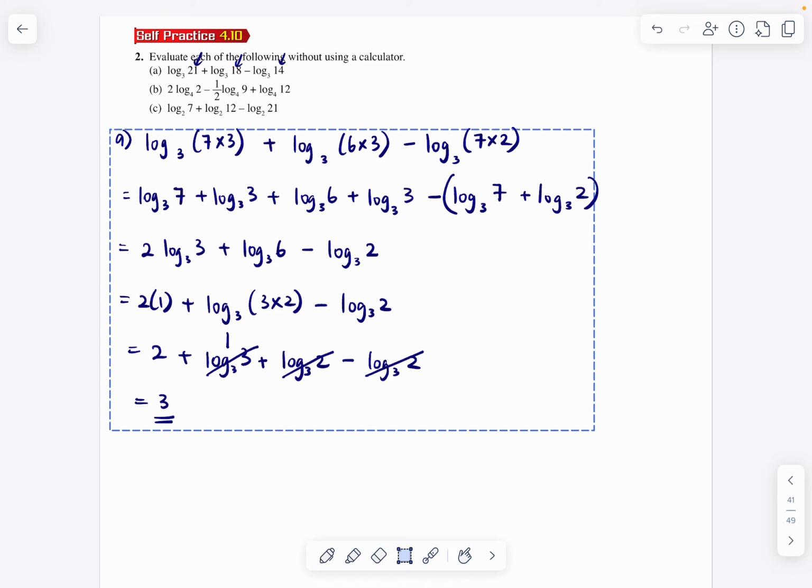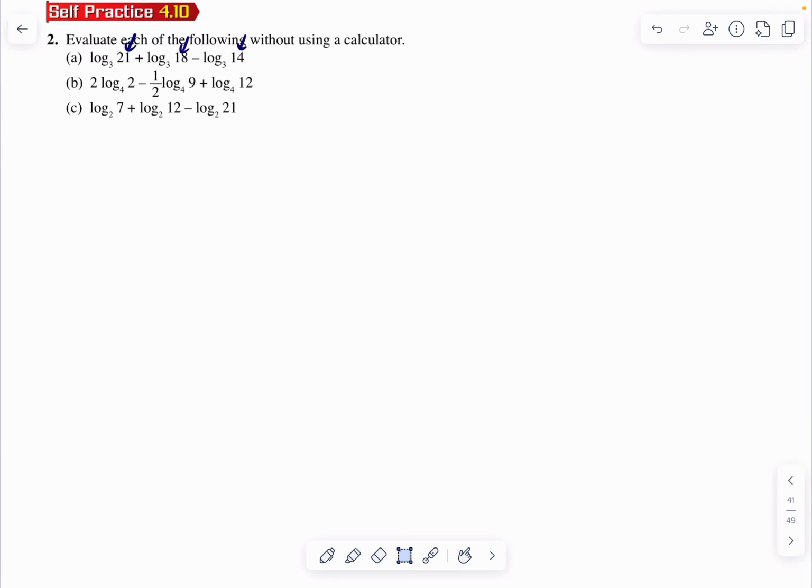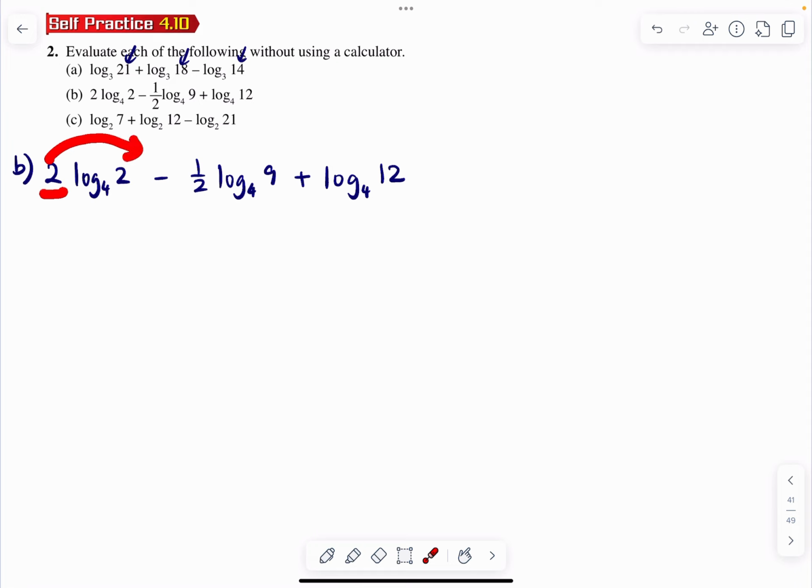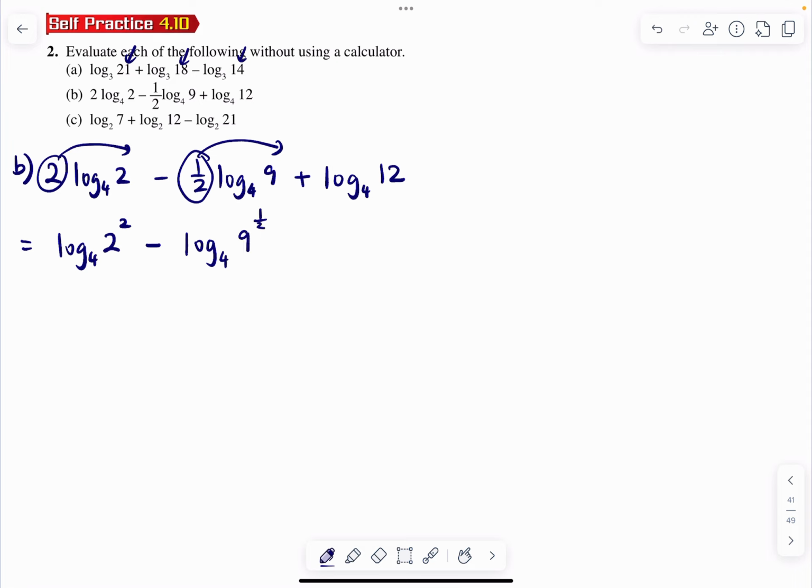Right, let's try B. Two log 4 2 minus 1/2 log 4 9 plus log 4 12. When we have numbers in front, we can bring them up to become a power. So this will look like this: log 4 2 squared. I brought this to the power of 2. Minus 1/2, so I bring it as a power. So I get log 4 9 to the power 1/2 plus log 4 12.